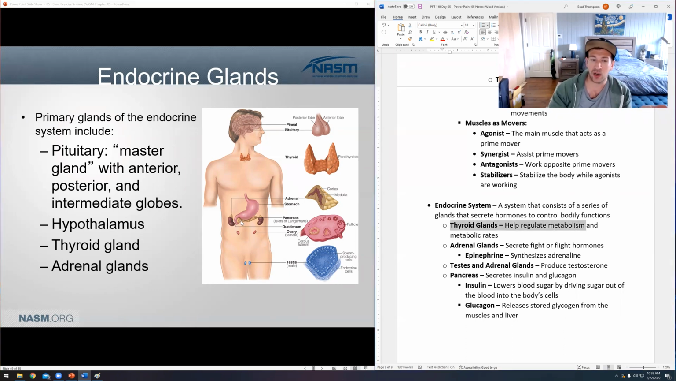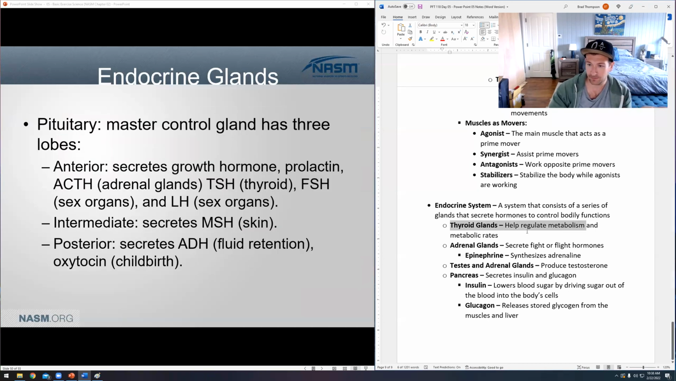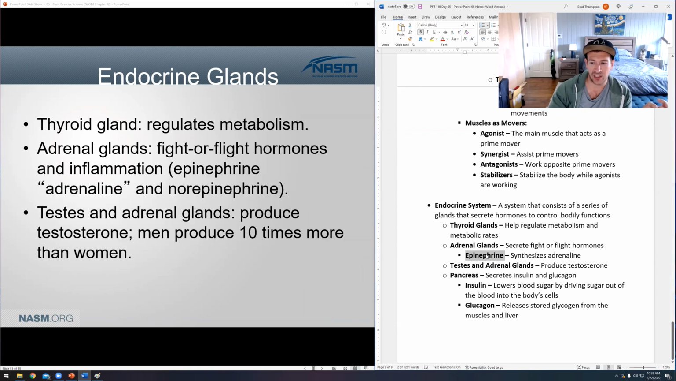Your thyroid is going to help with metabolism, speeding up or slowing things down. You've got your adrenal glands. They create fight or flight hormones. Epinephrine, for instance, is what synthesizes adrenaline. So when I say that your kidneys, your adrenal glands release adrenaline, technically they release epinephrine, but then it becomes adrenaline. You get your testes, which produce testosterone, as well as your adrenal glands also produce testosterone, weirdly enough.